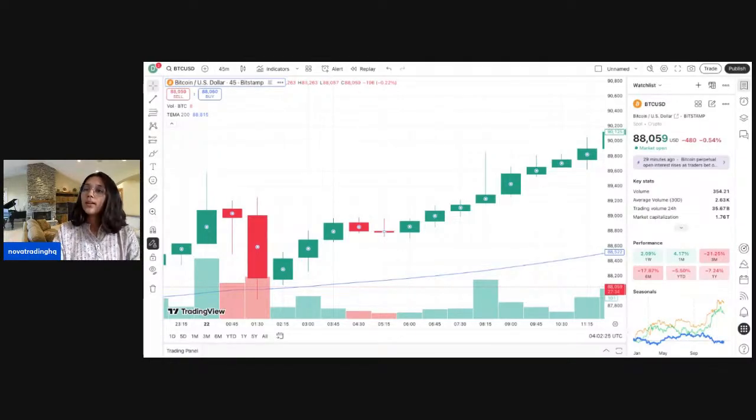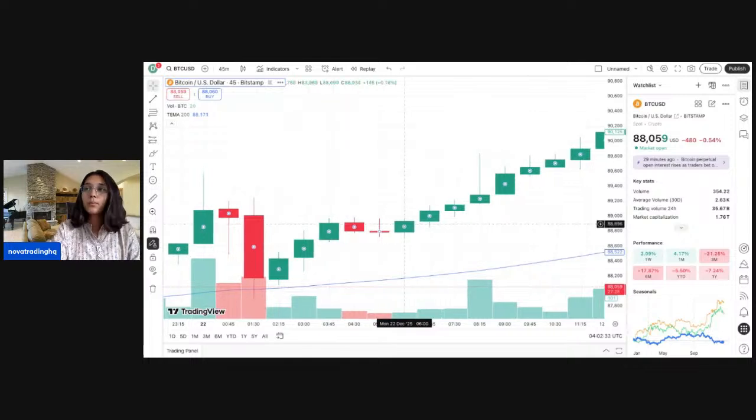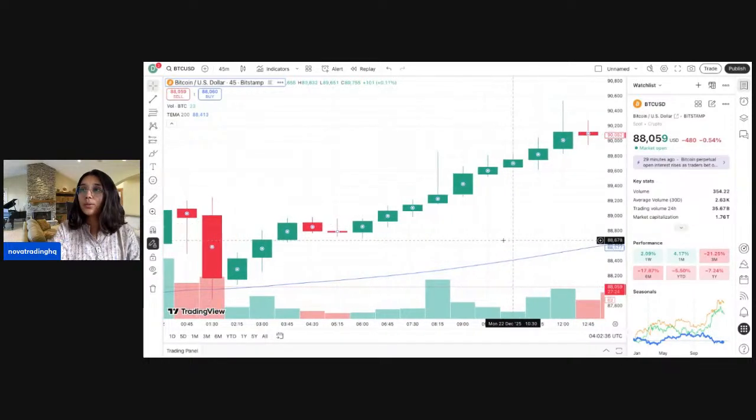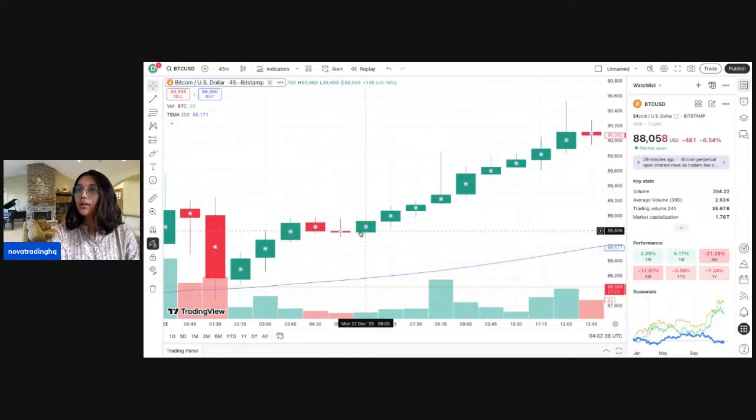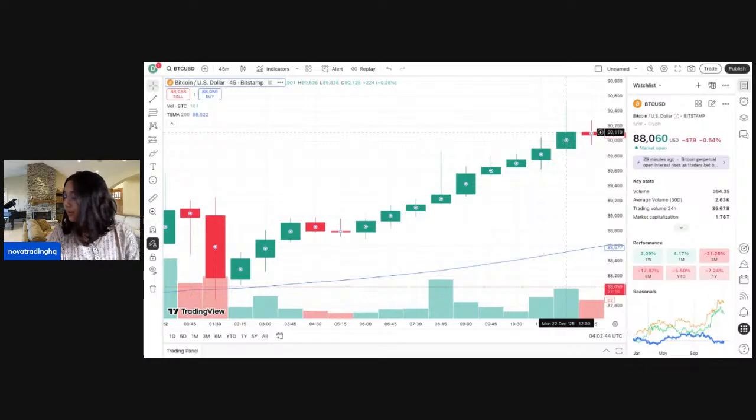So again, at 5:15 a.m., you can see there is again a red candle, which is again a bearish expansion, right? This candle is not so important, but the next candle is again very important for us to understand. From here it starts from 88,000 and moves to 90,000 and something, right?